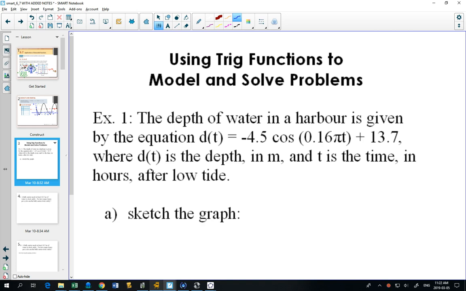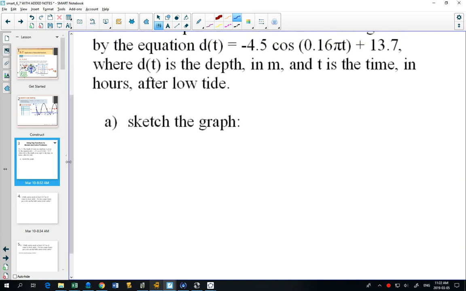So the equation is given to us. This is the easiest type of word problem because the work is mostly done for you. The equation is given where d of t is the depth and t is the time in hours after low tide. Sketch the graph. So we're going to use our DABC to sketch this graph.